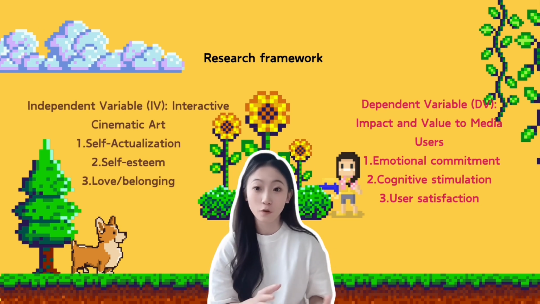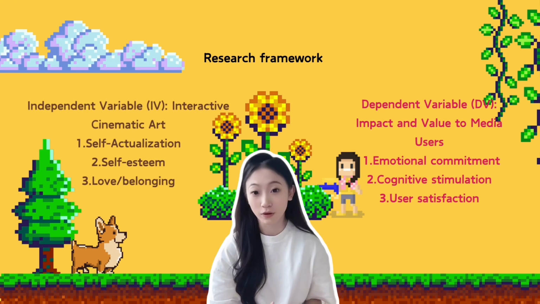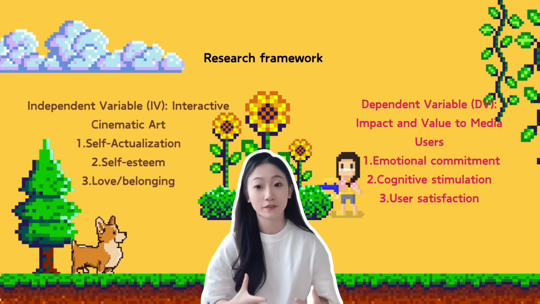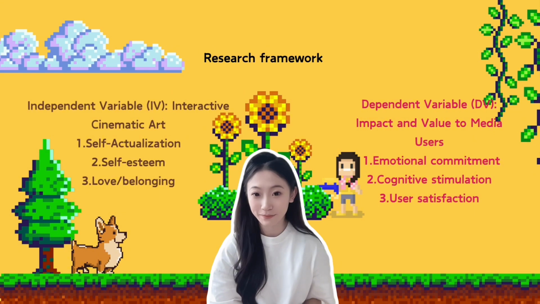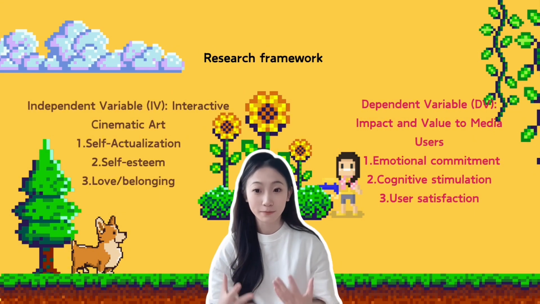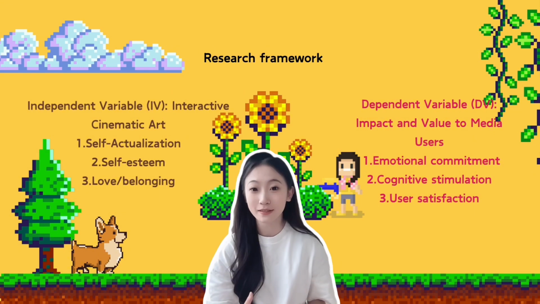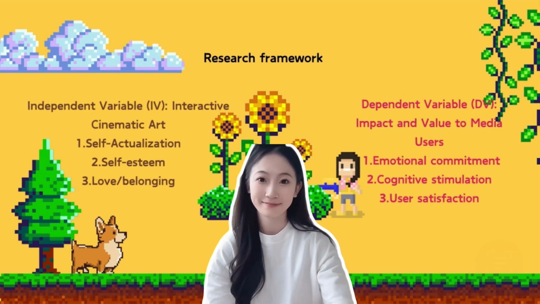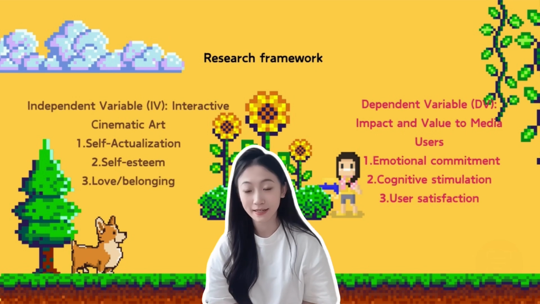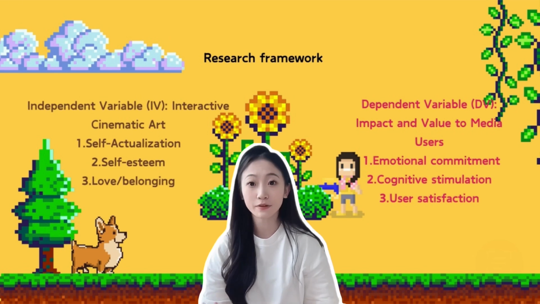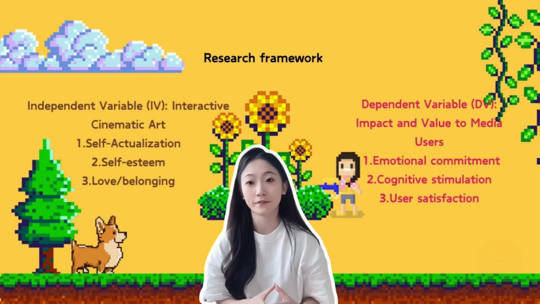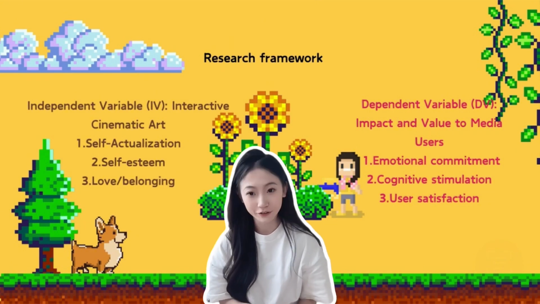So the last one is love or belonging, the extent to which interactive film art helps users feel a sense of connection, community, and belonging. Example in the game, building emotional connections with characters and experiencing a sense of belonging through shared experiences with other viewers. So about the DV, the first one is emotional commitment. This variable measures the emotional connection and engagement of the media user with the art of interactive cinema. It includes dimensions such as empathy, excitement, tension, and so on.